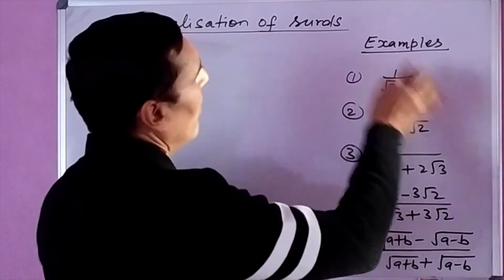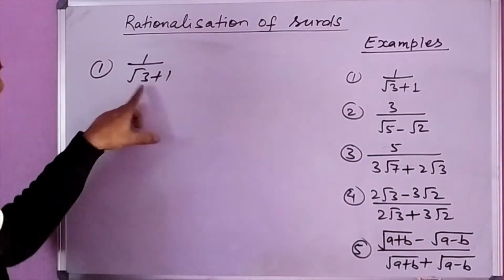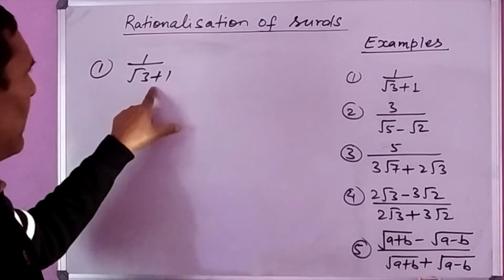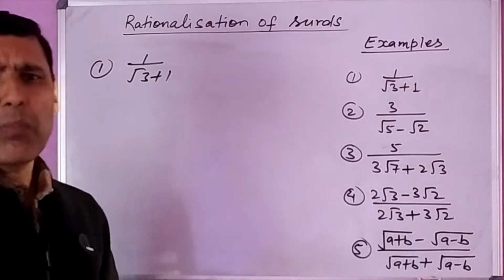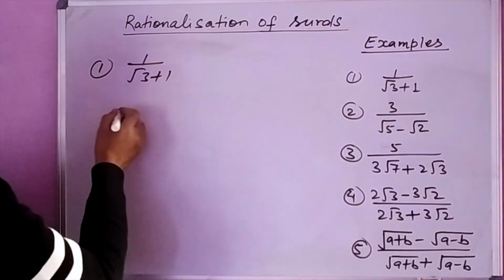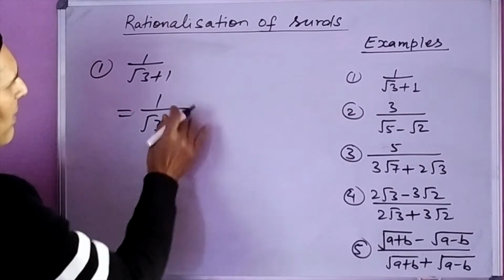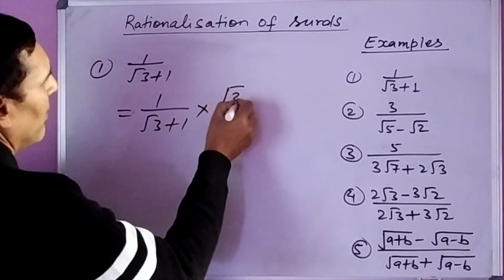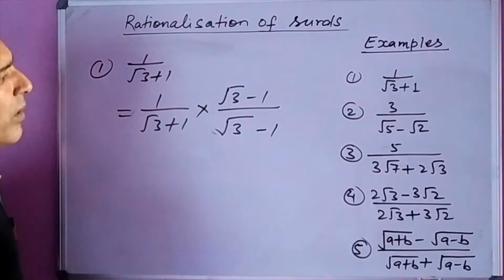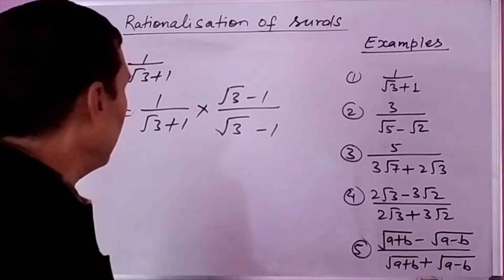So here also we simplify this surd by rationalizing the denominator. Over here the denominator is root 3 plus 1. To rationalize this denominator, it should be multiplied by its conjugate, because it is a binomial surd. So 1 upon root 3 plus 1 into root 3 minus 1 over root 3 minus 1. While multiplying, we have to multiply both numerator and denominator. We cannot multiply one side only.